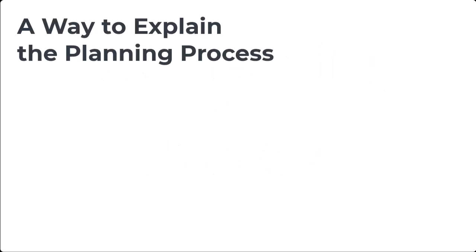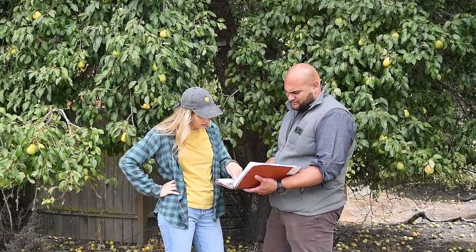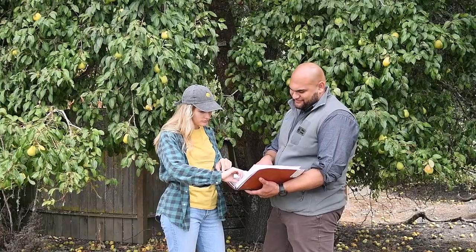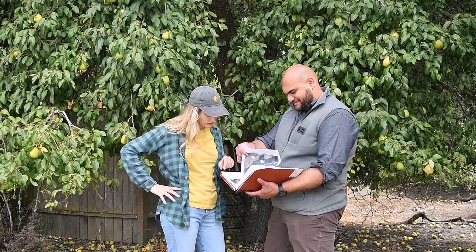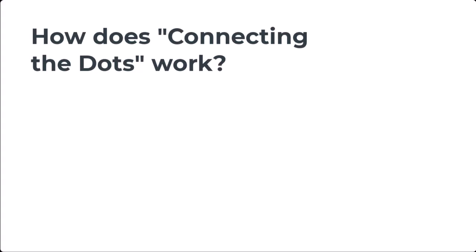Connecting the dots is a way to explain the planning process. Throughout the planning process, there are many pieces of information to consider, and one part of our role is to help customers see the connections between the various pieces of information. Each black dot on the screen represents a piece of information in the planning process. The strategy of connecting the dots is like connecting the dots in a picture. The lines between the dots help reveal the picture.